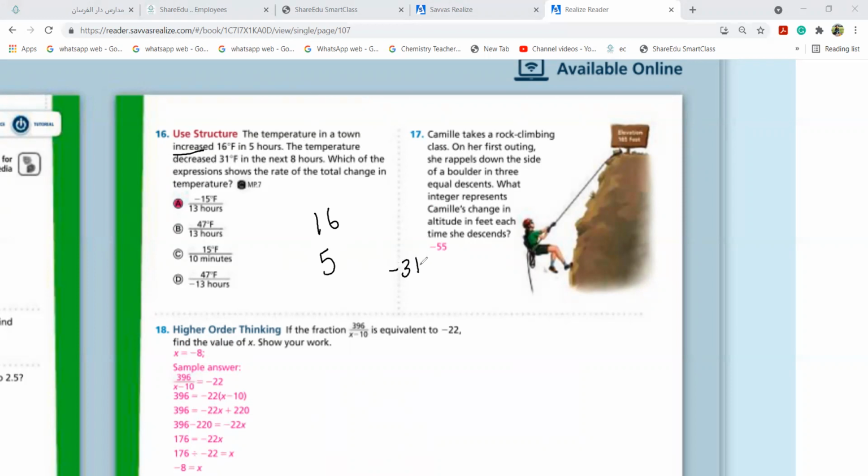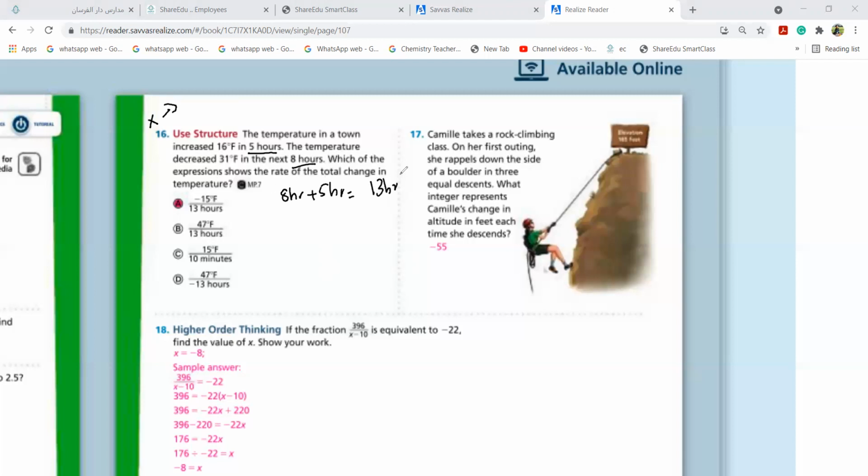One minute, don't go to any solution. Okay, minus 31 to 8 hours. Which of the expressions show the rate of total change in the temperature? Let us see. First of all, total how many hours are there? No, 5 and 8 hours. If you don't get this, just cross mark. It's not for the test, but we will do it. Tell me how many total hours are there? 8 hours plus 5 hours. How much is it? 13 hours, right?